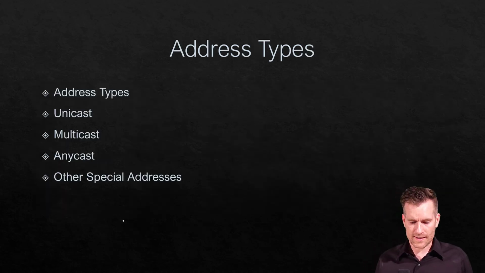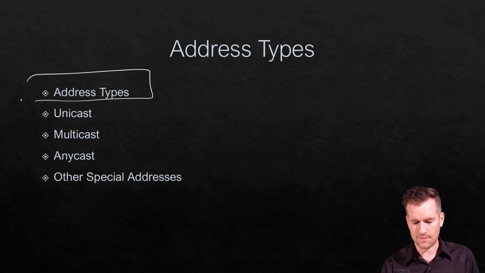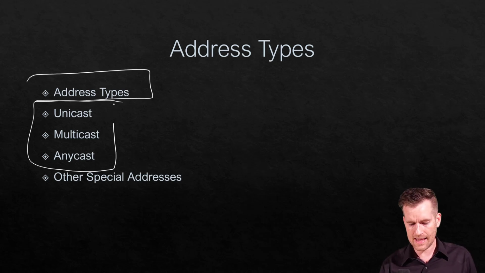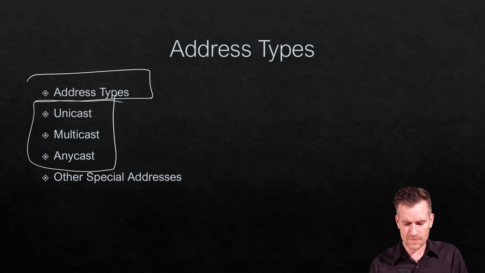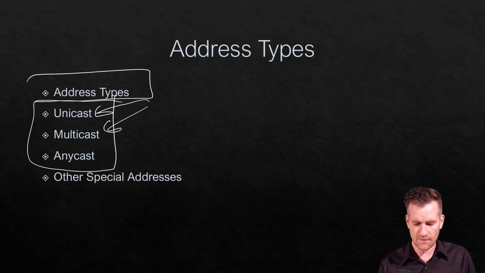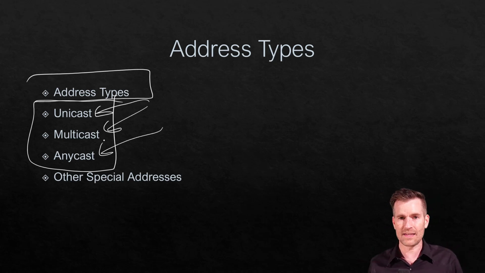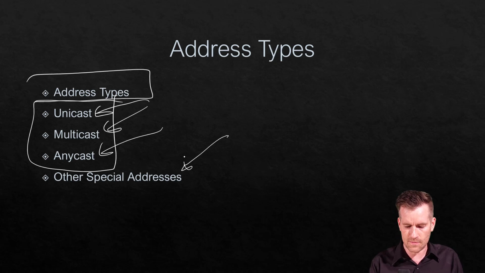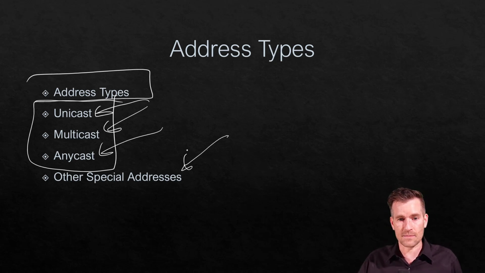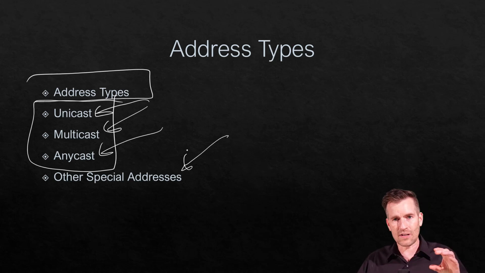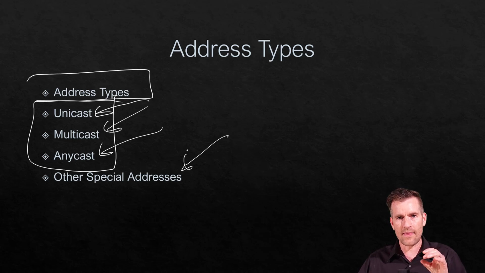So in this video, we talked about the different address types: unicast, multicast, and anycast. Then we got into some specific examples and specific reasons for each one of these types of addresses, and where we would use some of those. And then we also talked about some other special addresses. So that gives you a good foundation of what the address types are. And then in our further videos, we're going to explore this even further.